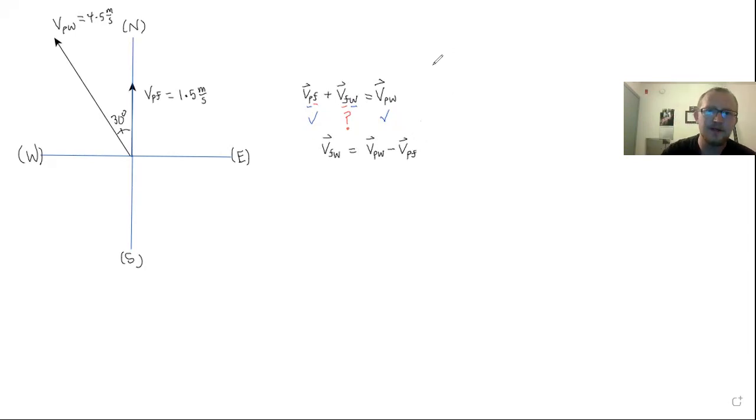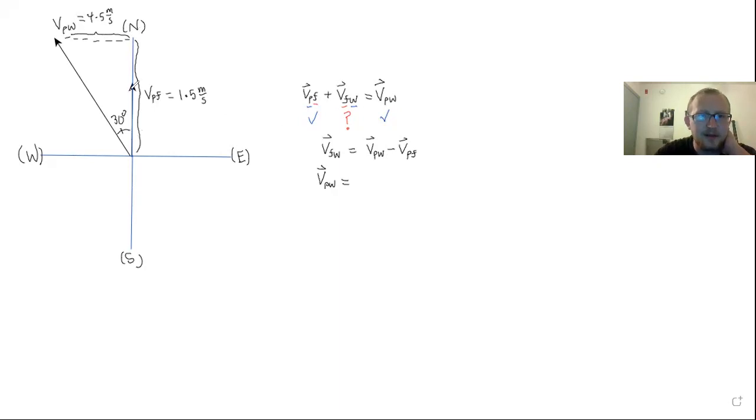All right, so now that we're here, we can start figuring out, well, what is the vector of the person with respect to the water? Well, we're given an angle and we're given a magnitude. So you'll remember that we could essentially project the components, right? So this would be the westward component of the velocity of the person with respect to the water. And this would be the northward component of the velocity of the person with respect to the water.